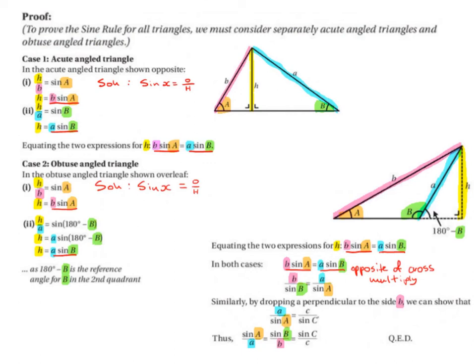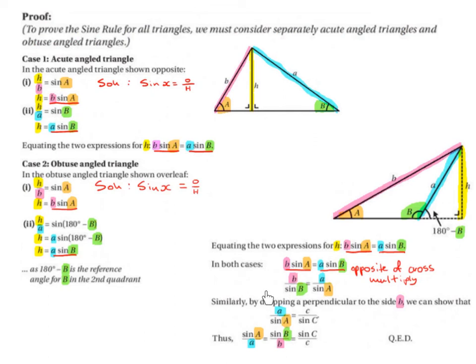So we're going to rearrange the equation so that we have b over sine of B is equal to a over sine of A. So it's basically the opposite of cross multiply. If we were to multiply this out, it would be b multiplied by sine of A would give us b sine of A, and a multiplied by sine of B would give us a sine of B. So we get b over sine of B equals a over sine of A.